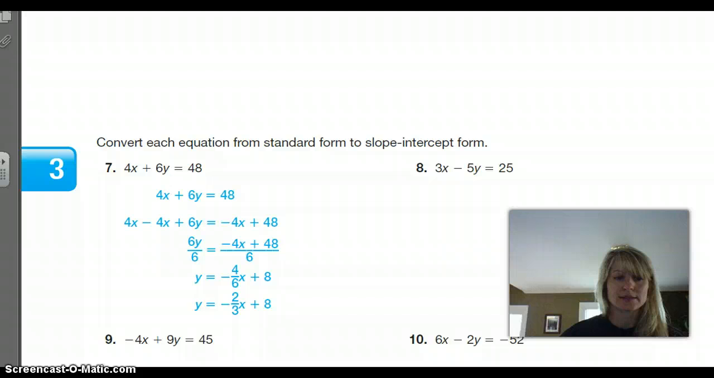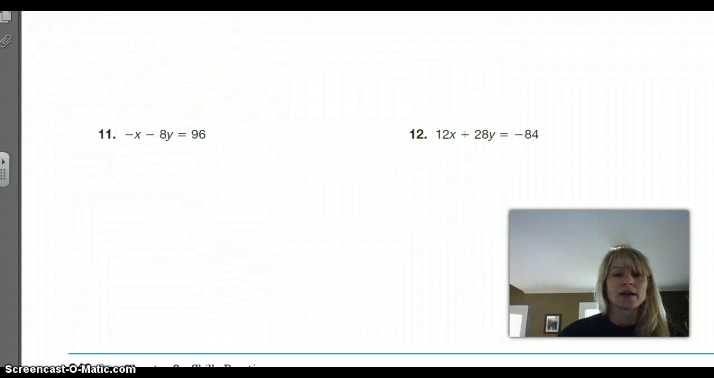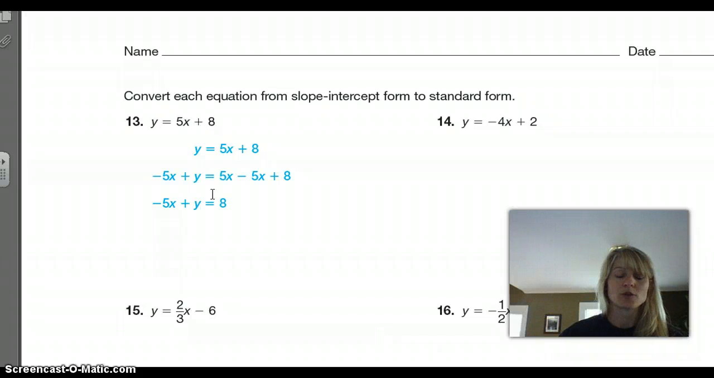So that's that. Here, you're going from standard form, and you need to convert it to slope-intercept form. So again, you're going to subtract the 4x and then divide by the 6 to get y by itself. So you're going to do those. And let's see. Then you're going to do it the other way, where you do this a lot in algebra, so this is a very important skill.